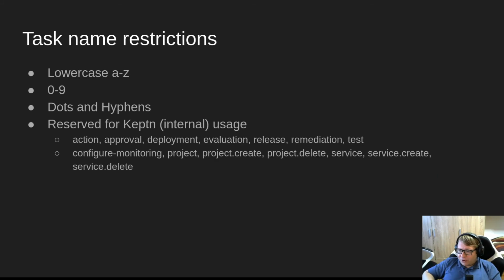There are some restrictions I want to talk about for task names. Please make sure they're lowercase a to z. I think you can use uppercase, but I just don't recommend it because it just doesn't fit into the style. You can also use numbers if you really want to, as well as dots and hyphens. Please don't use any other special characters or spaces or Unicode characters. I'm pretty sure things will break. There are some task names that are reserved for Keptn internal usage, like action, approval, deployment, evaluation, release, remediation, test, and some other internal tasks that I don't want to bother you about. You can use them if you really want to, but I recommend defining your own tasks.